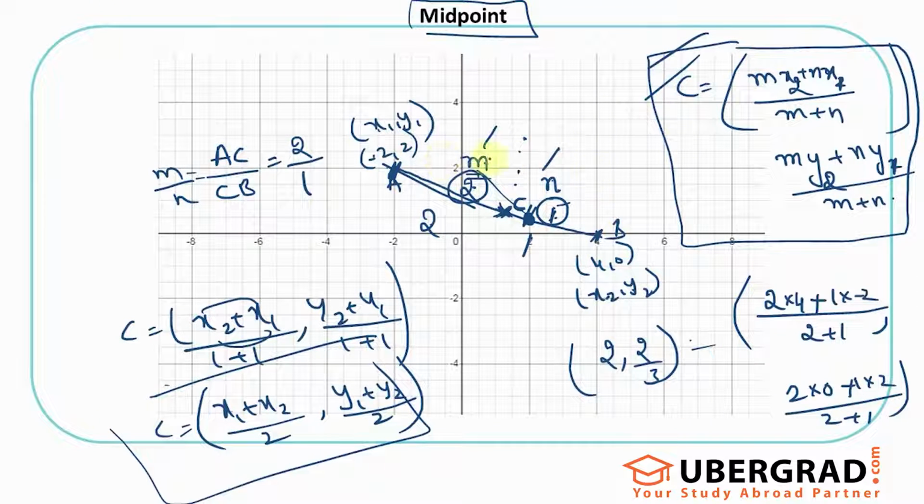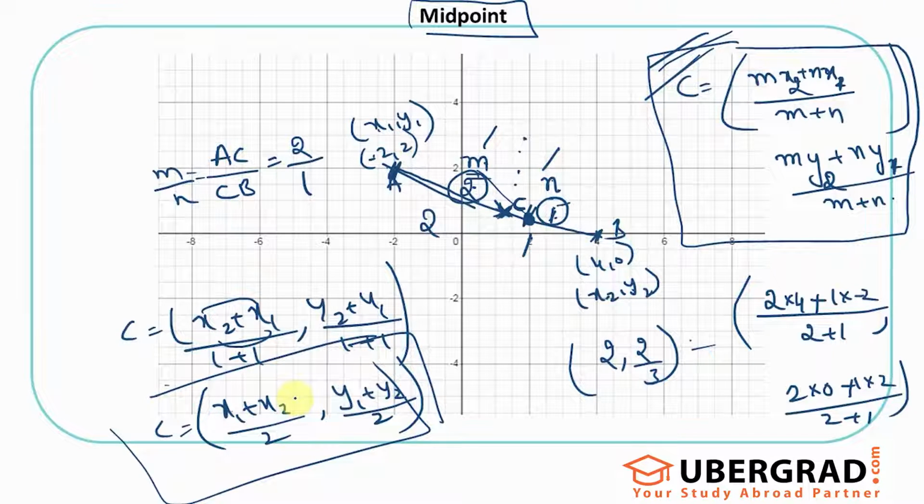M is to n or any other ratio I want to split a line, I can do with this formula. The midpoint is a simple extension of that, where m and n will be 1 and 1, right? Midpoint is basically cutting the line into two equal parts, or dividing in 1 is to 1 ratio. So just replace that and you'll get the answer. So simply remember this part or understand this part, you can find out the midpoint also.